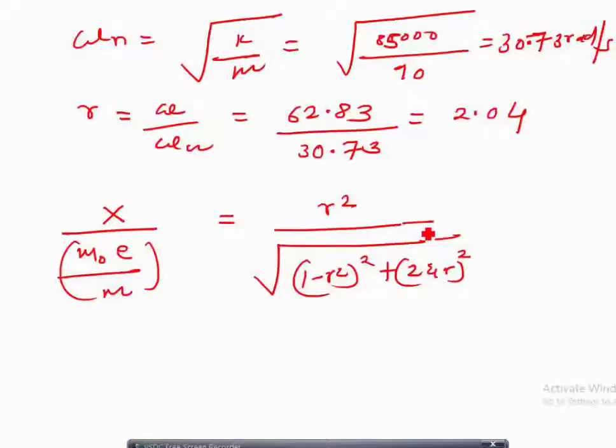Okay, so now we have to just put all the values here. So what are the values here? So x upon m0 e, which is nothing but 20 kg into e, the eccentricity, which is 0.